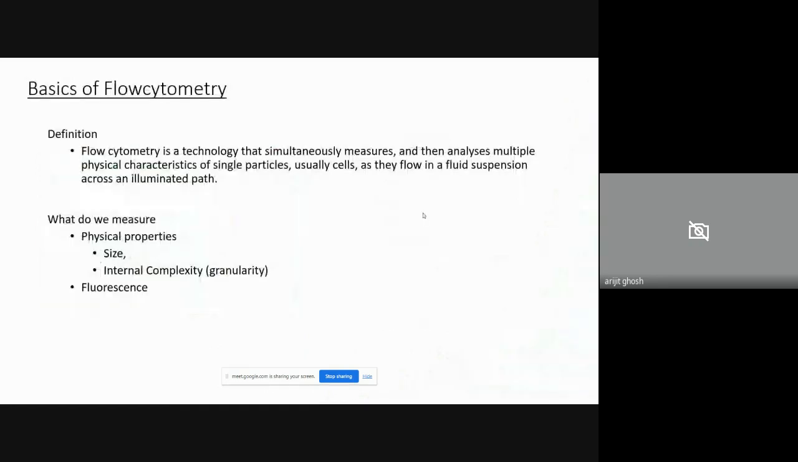Now, let's come to modern flow cytometry, its principles, and what flow cytometry basically is. Flow cytometry is a modern technology that measures and analyzes multiple physical characteristics like size, shape, internal complexity, and also fluorescence of a single particle, which in most cases are cells, flowing in a fluid suspension across an illuminated path.